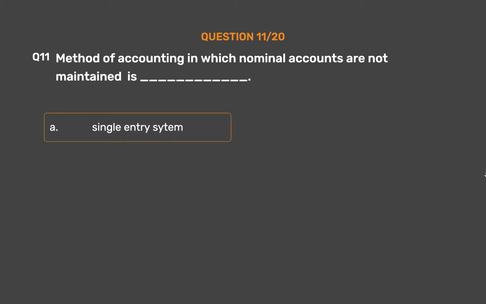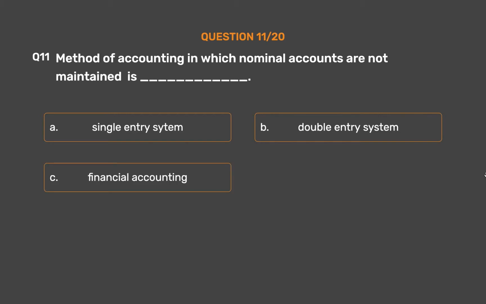Option A. Single entry system. Option B. Double entry system. Option C. Financial accounting. Option D. Bookkeeping and accountancy.